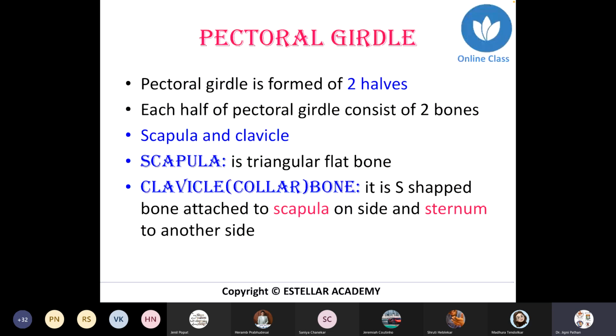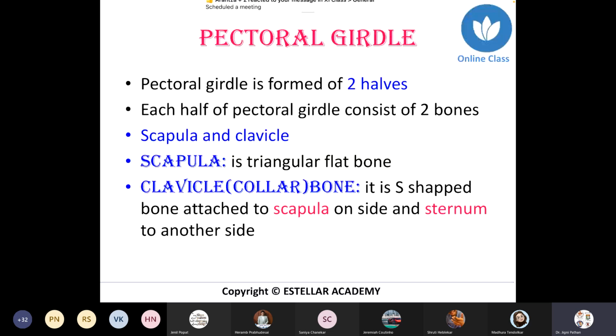You can touch. Take your left hand and touch on the scapula. You will get that flat bone. Take your left hand, touch on the right scapula. Everybody, you will feel that bone. That is a triangular flat bone.